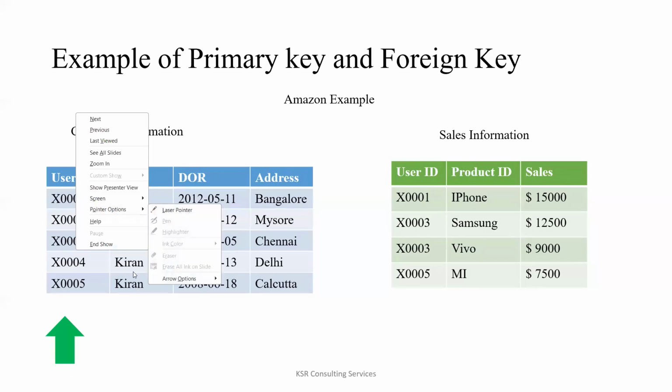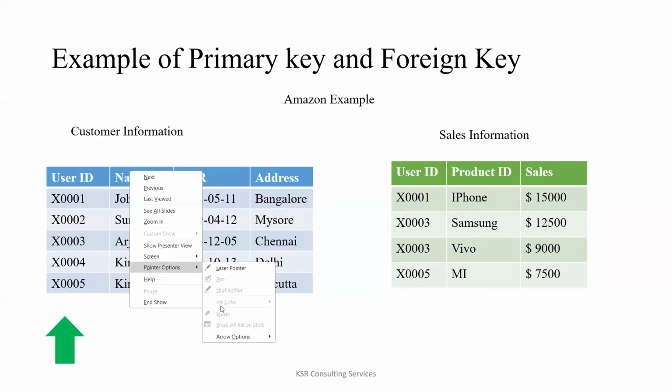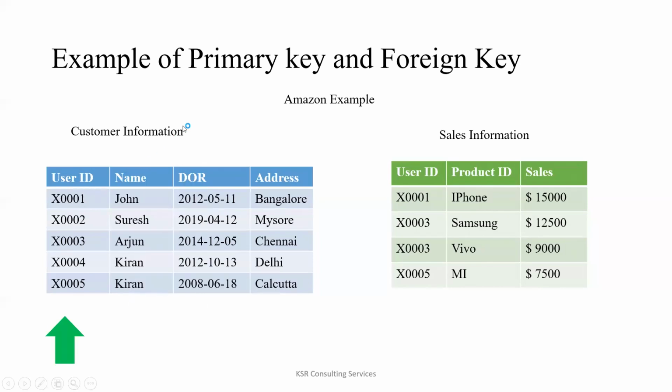Now, this specific unique column is called a primary key. Now, what do you mean by primary key?